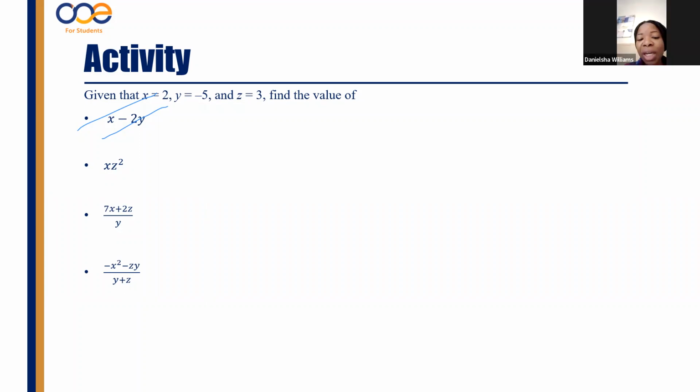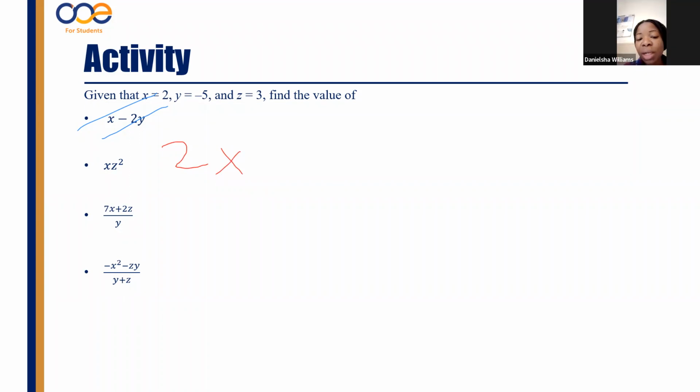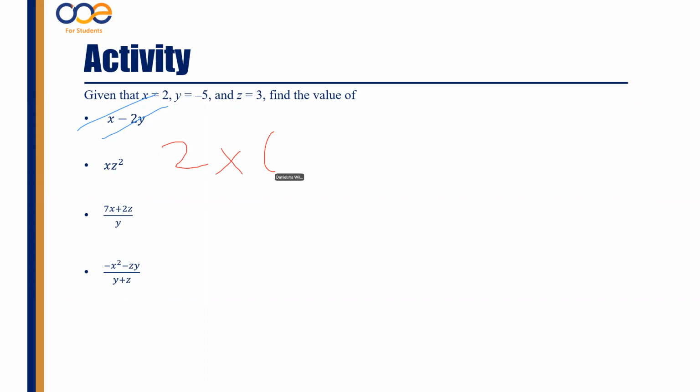Are you sure it's z times 2? What does that little two at the top mean, miss? We have to square it after, don't we? The square is attached to the z. Okay. So z squared is 9. So 9 times 3, 18, miss.